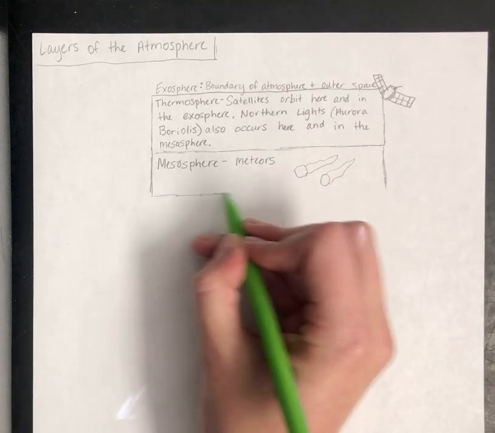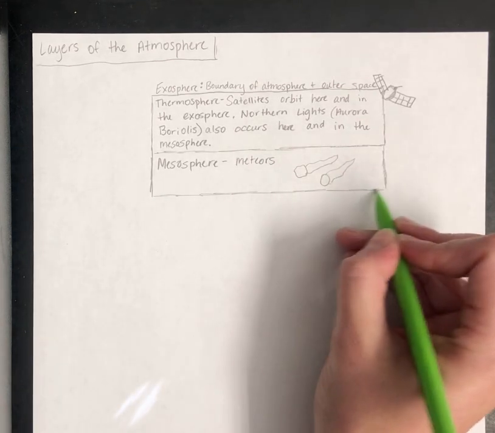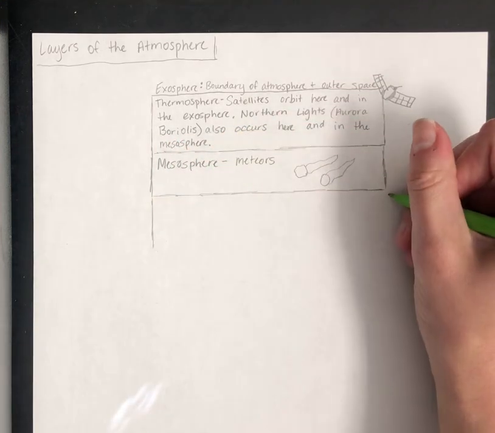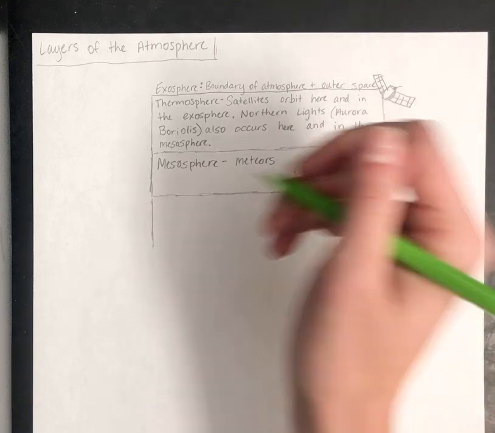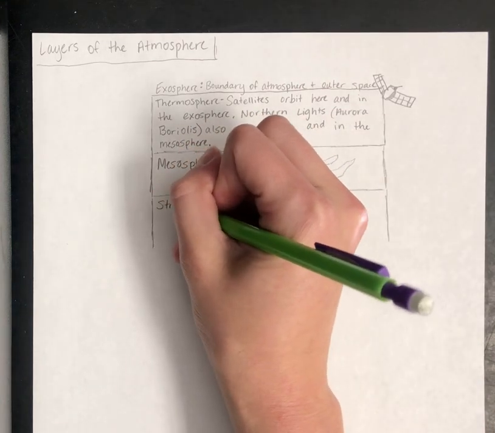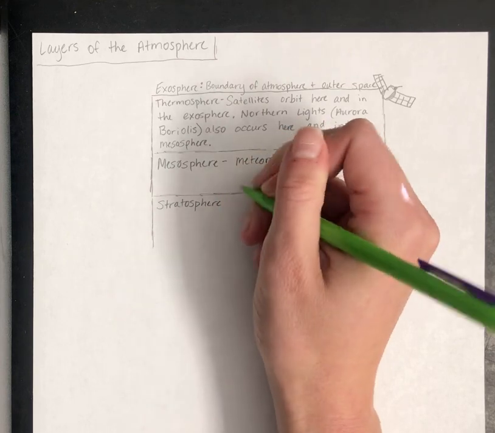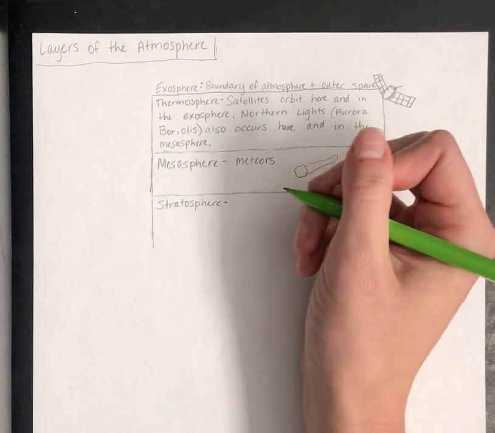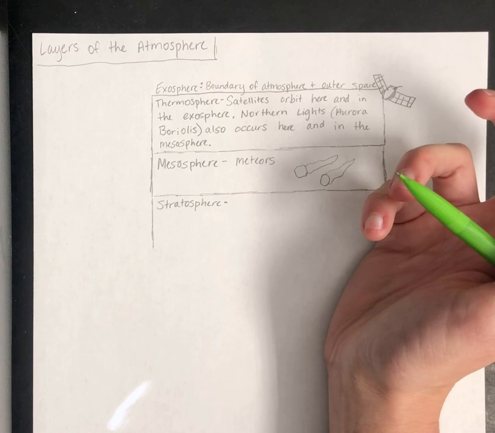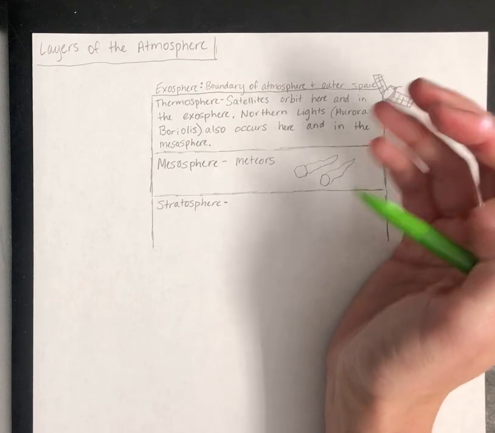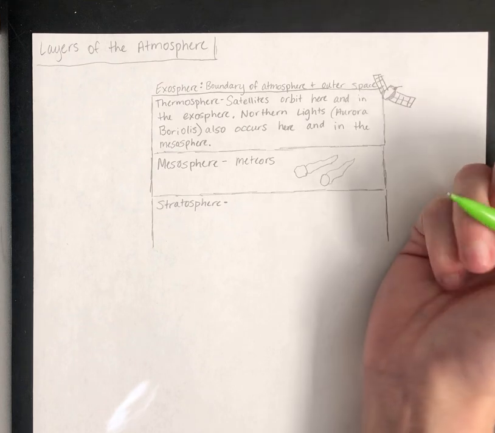Going down another layer, we are entering the stratosphere. And this is where the ozone layer is. This layer is good. It protects us from the UV damage from the sun.